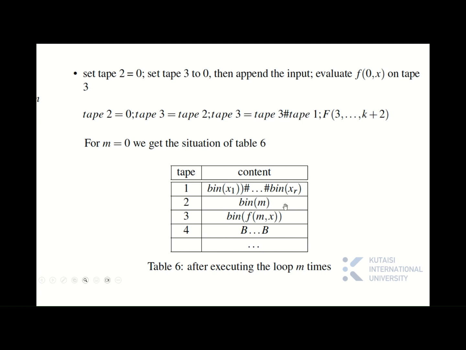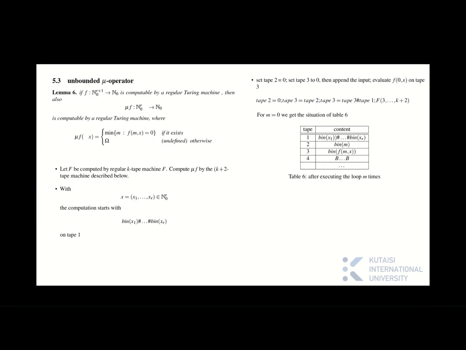So let me get the pen. On step 1, tape 1 will be the same: binary x1 hashtag and so on hashtag binary xr. Here I will put 0 initially, so tape 2 is 0. Now tape 3 becomes also 0, so initially I put 0 here. And then I change tape 3, putting tape 3 hashtag tape 1. So what will happen here? Binary x1 hashtag and so on binary xr.